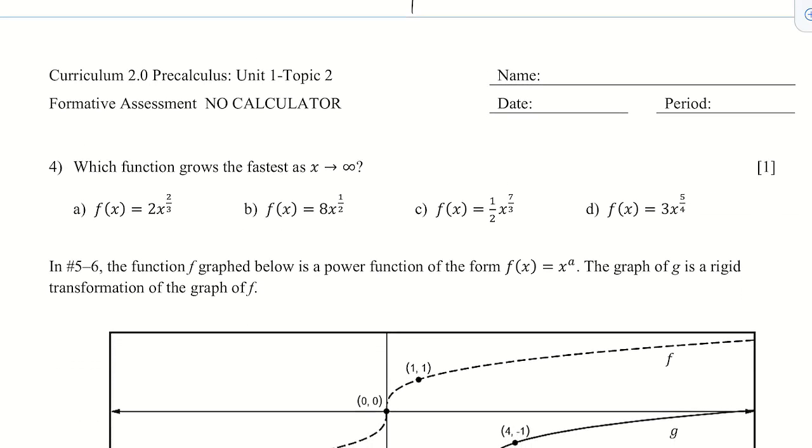Okay, which function grows the fastest as x approaches infinity? I do not actually care about the first number. The first number is insignificant. We do not need to worry about it. What we need to worry about is the exponent that is tied with the x, and whichever has the highest value is going to be your answer. In this case, c being x to the 7/3, a little bit more than 2, is our highest exponent. So c is going to be our answer.